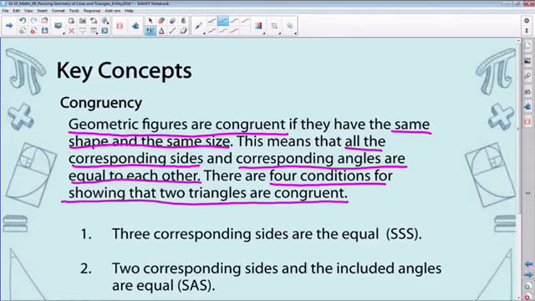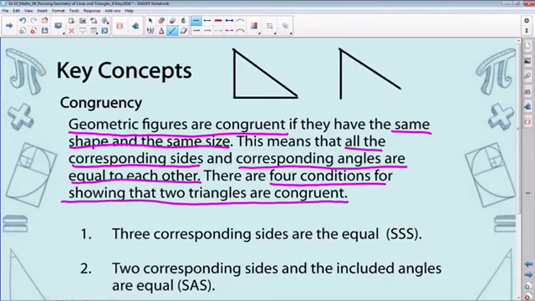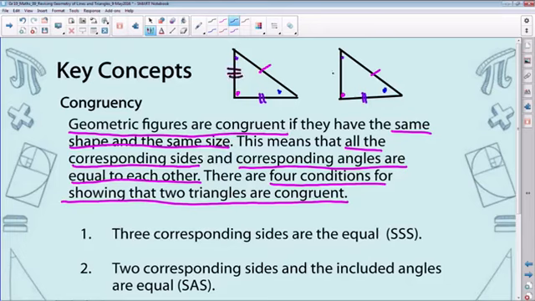Now, what I'm saying, let's just do this, is that if I wanted to prove that this triangle was congruent to this one over here, before we had these four cases, I would have to prove that this is the same size as this, and this is the same size as this, and this one, this one, and then that, and that, and that, and that. Can you see? Just by talking about it, I feel tired. So it's a good thing we don't have to do that.